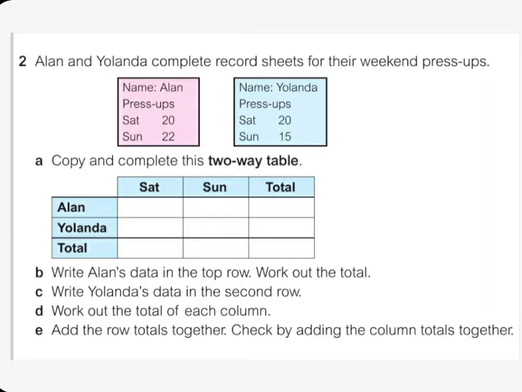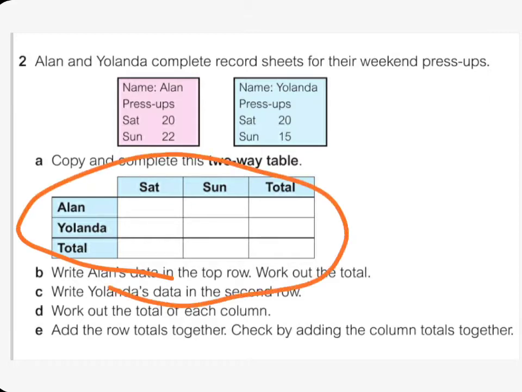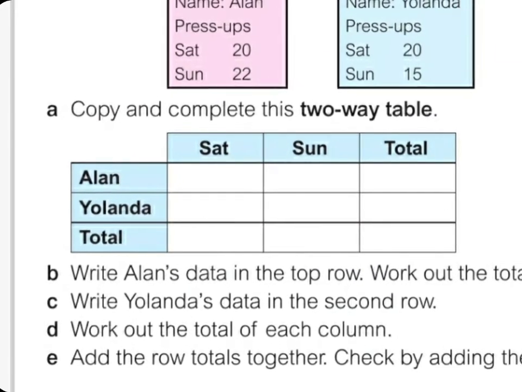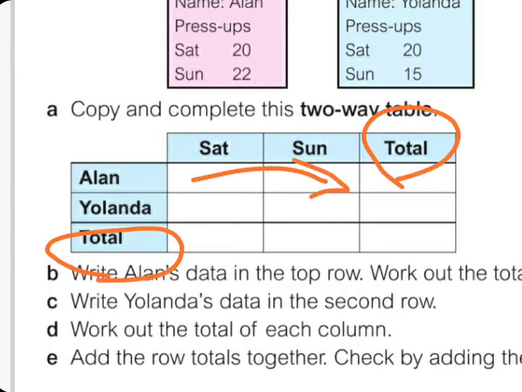Question 2. As you can see here, this is a two-way table. It's called a two-way table because it has more than one place for data. It splits the data into rows and columns, so you can work on the rows and the columns. And you have totals. You can add the data in rows and in columns. That's why it's called a two-way table.